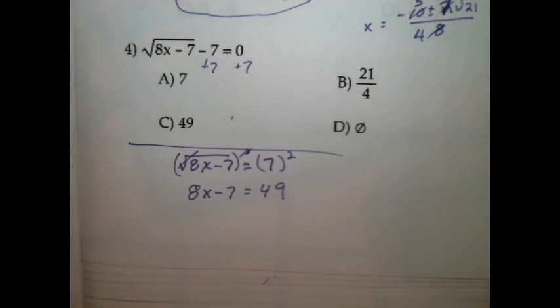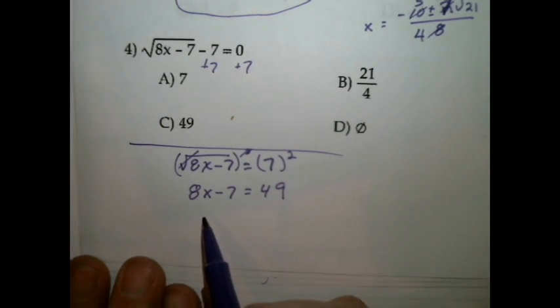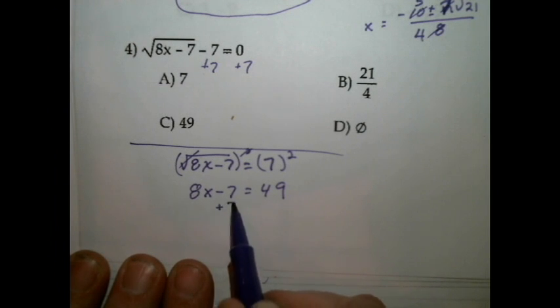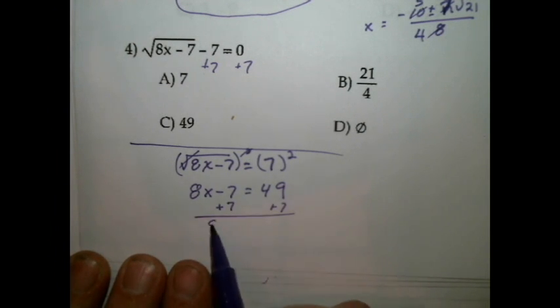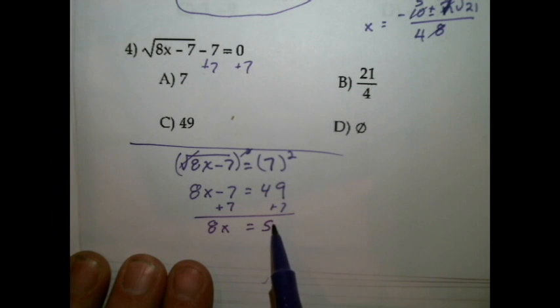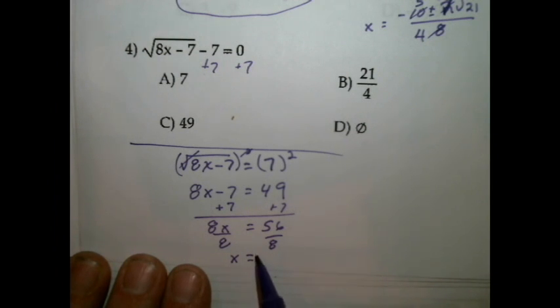Hey, now it's not going to be that bad. All I need to do is get the x by itself. So I'm going to add 7 to both sides. So 8x equals 56. Divide both sides by 8. 56 divided by 8 is 7. Okay, so x equals 7.